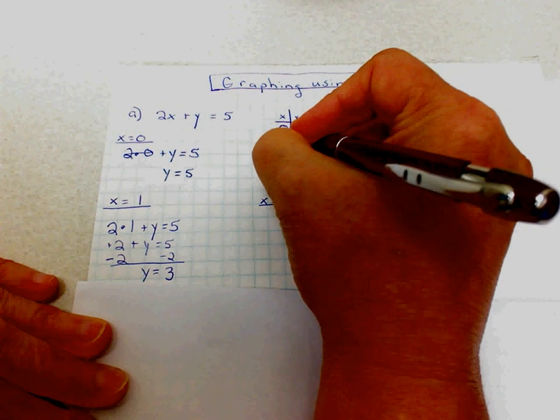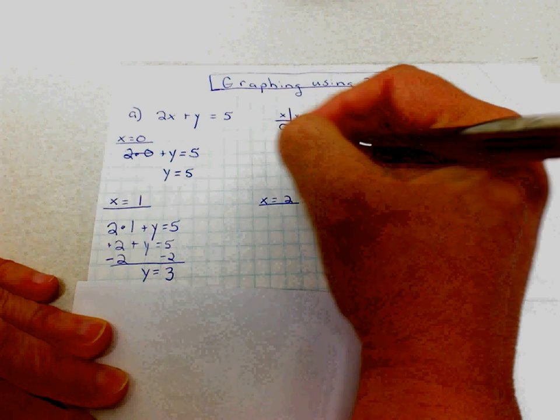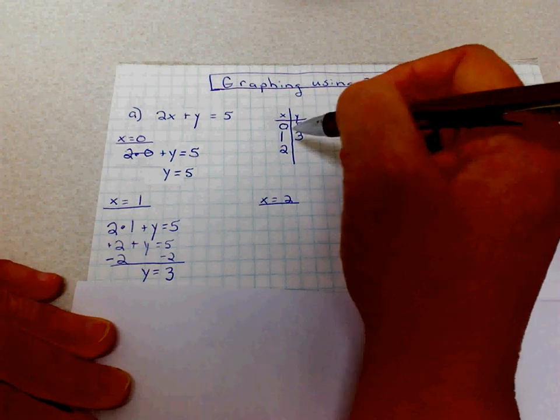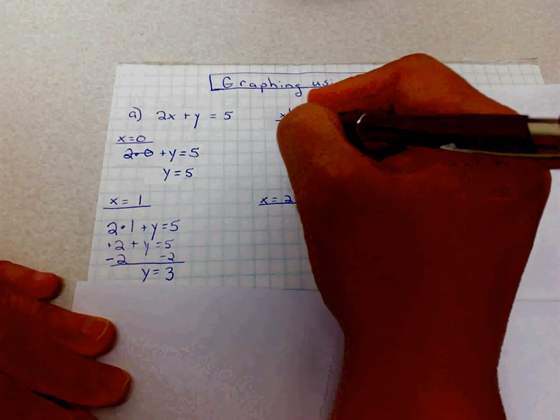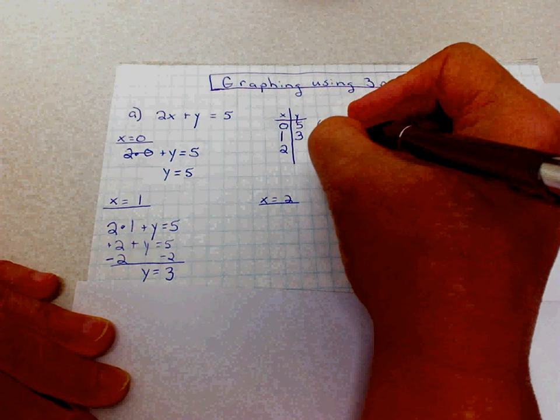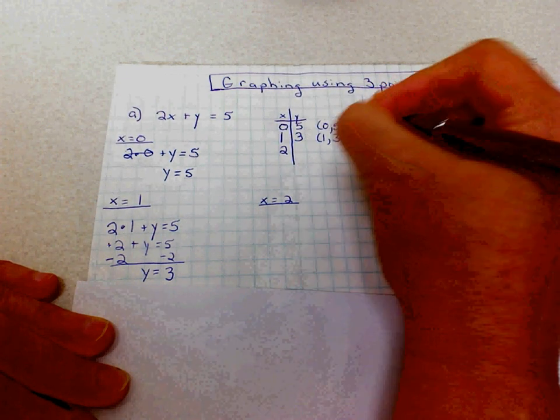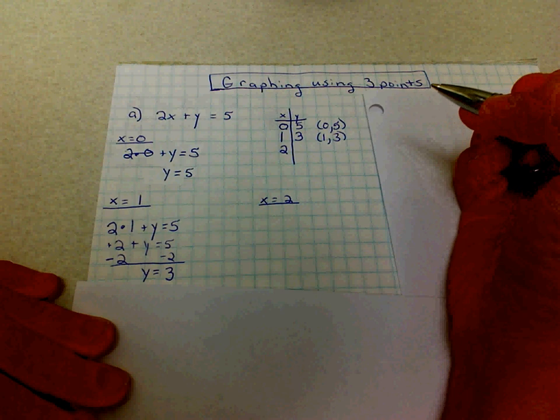So we run up here to our table of x and y values, and so the first point here is 0, 5. The second point is 1, 3. You have to take them in the order that they're given.